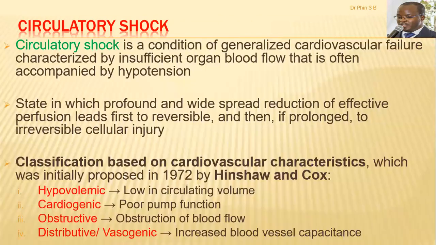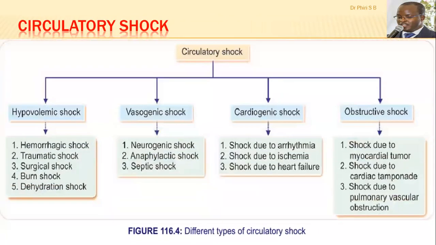These are 4 different types of shock that are also summarized in this table or diagram. So you have the different types of circulatory shock, the 4 different types, and the subtypes of these circulatory shocks. You have 4 major types of circulatory shock: hypovolemic shock, vasogenic shock, which is also called distributive shock, then cardiogenic shock and obstructive shock.